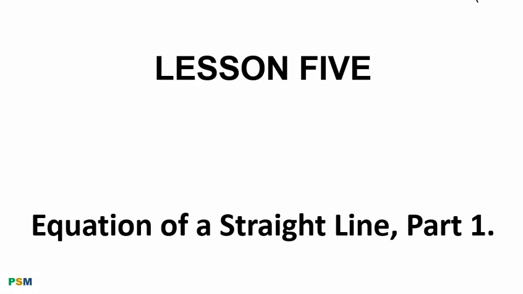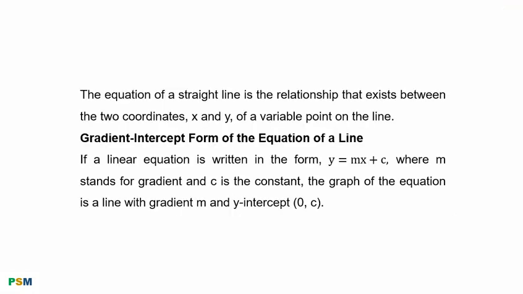Lesson 5, Equation of a Straight Line, Part 1. The equation of a straight line is the relationship that exists between the two coordinates x and y of a variable point on the line.